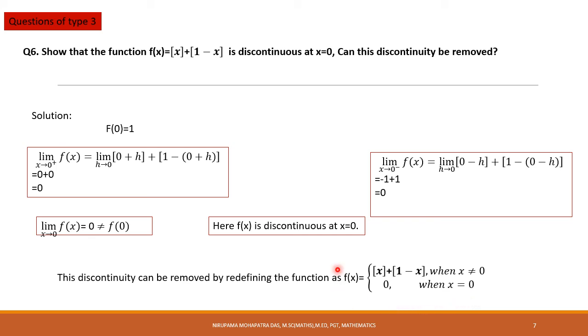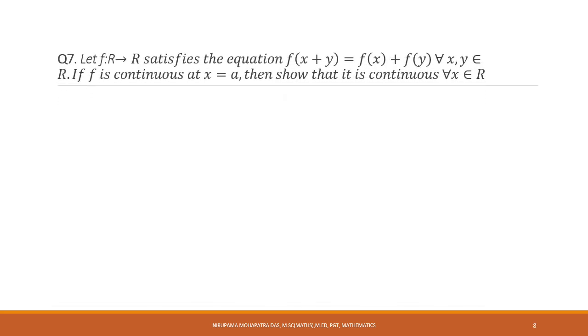If we define it like this, the limiting value and functional value will be equal, so instead of 1 it should be 0. If this happens, it will become continuous. So the questions on removable discontinuity can be done like this. And our last question, the last question of today's class, is a bit different type of question.